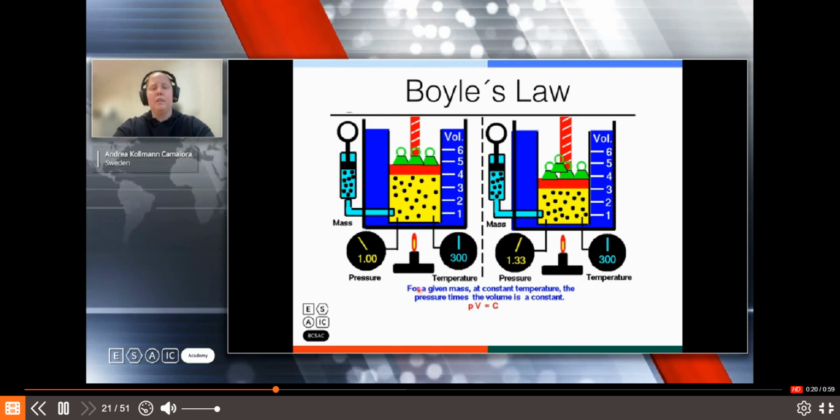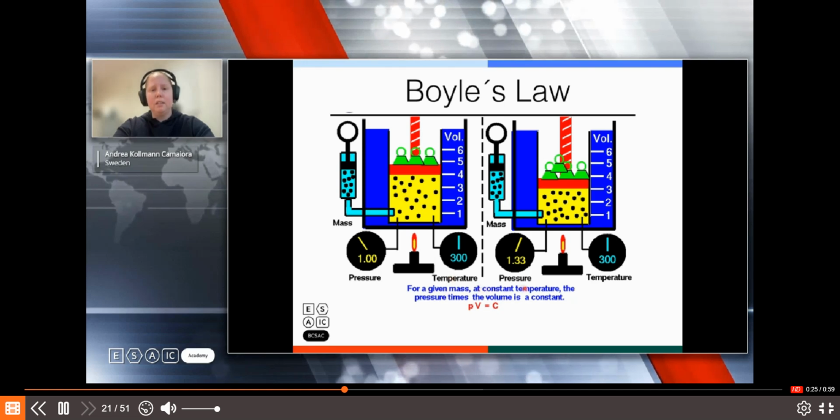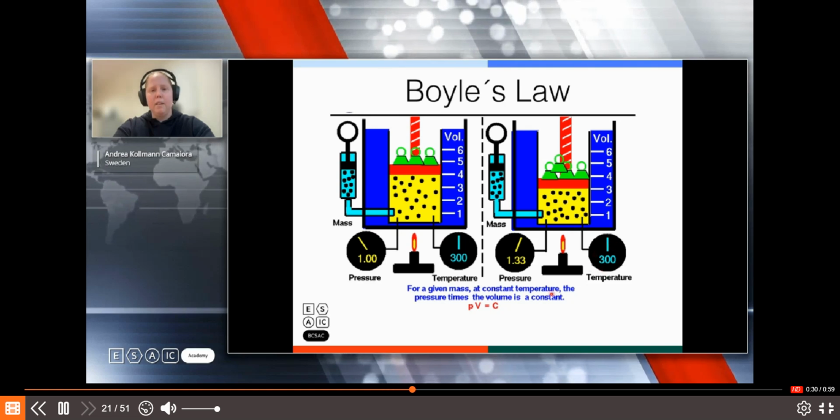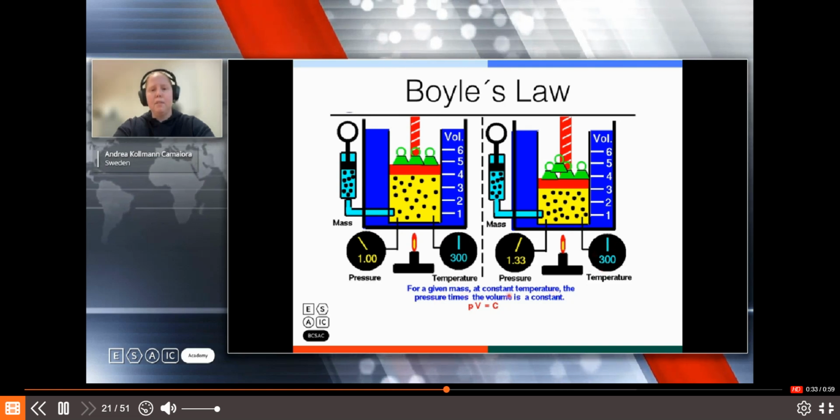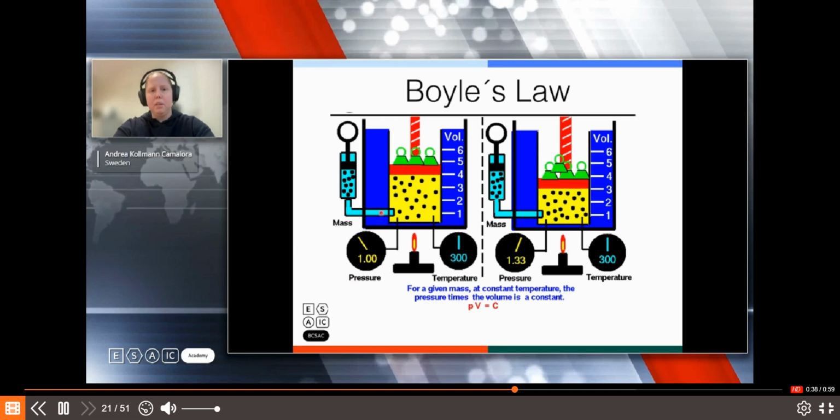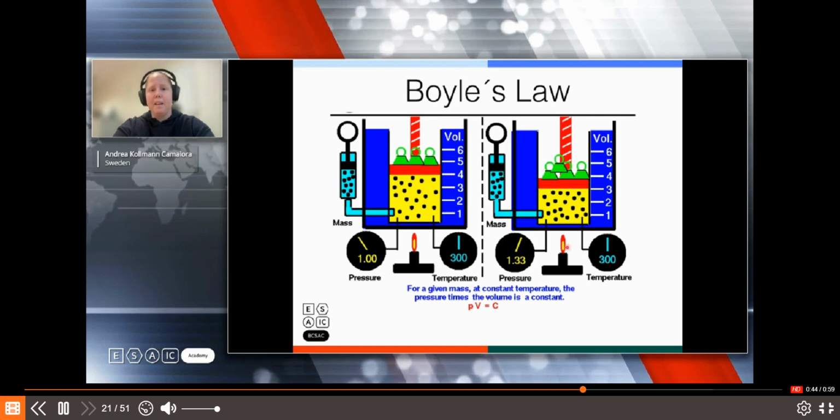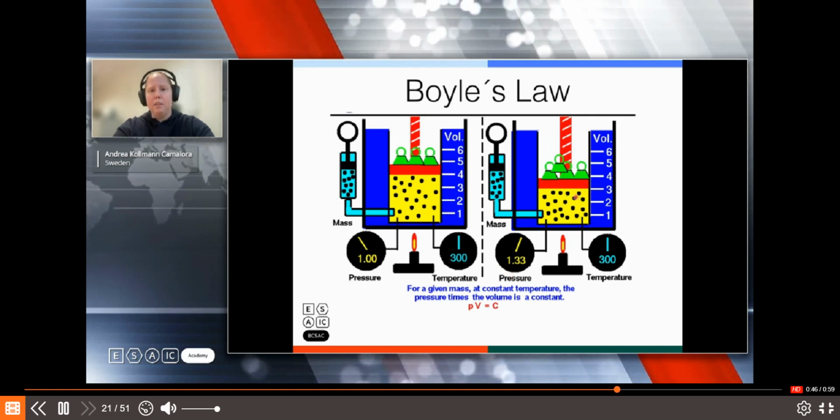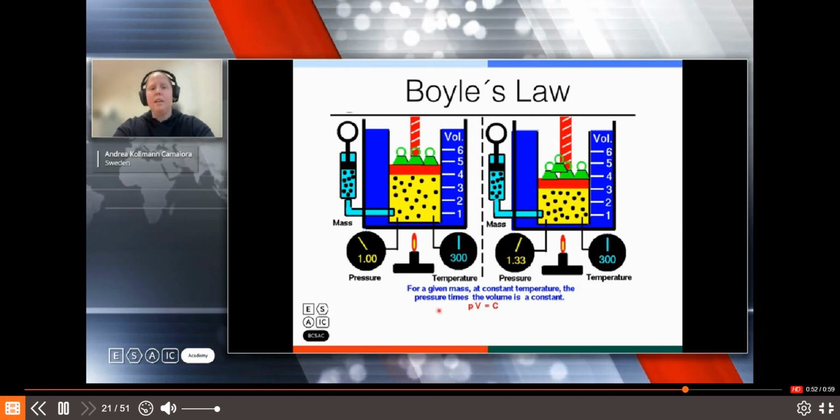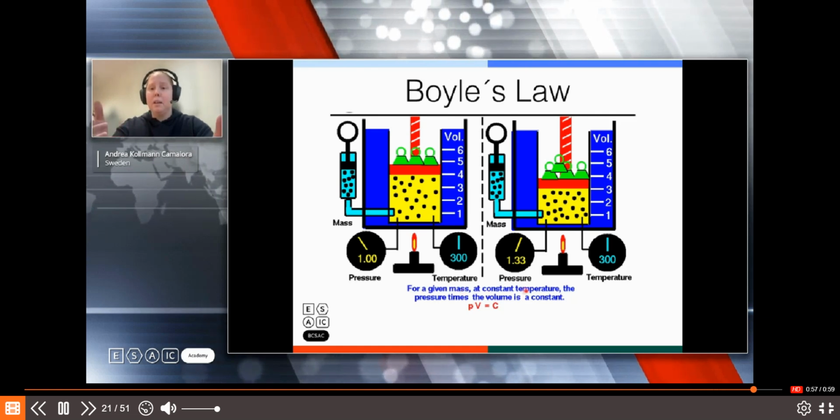Boyle's law states that for a given mass, this is my gas, at a constant temperature, here my temperature remains constant at 300, the pressure times the volume is a constant. So if I multiply pressure 1 times volume 4, it will give me 4. And here, pressure 1.3 times volume 3, it will still give me 4. So Boyle's law is that for a given mass, at a constant temperature, the pressure times the volume is a constant.